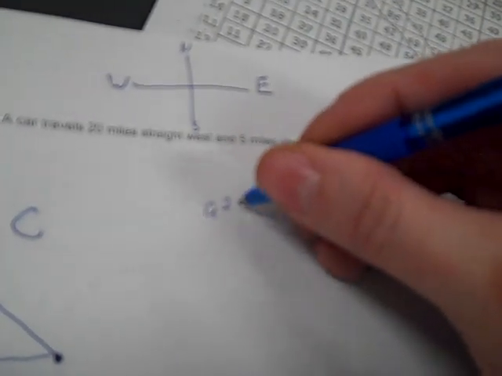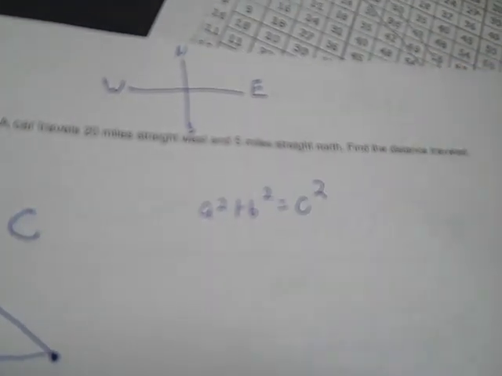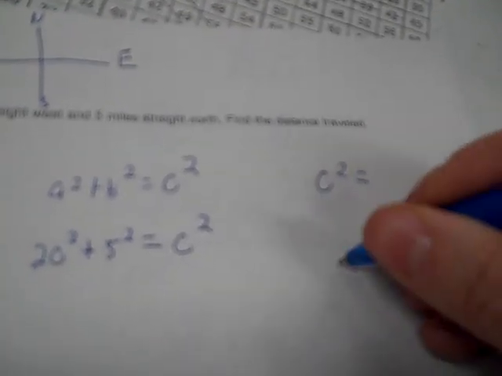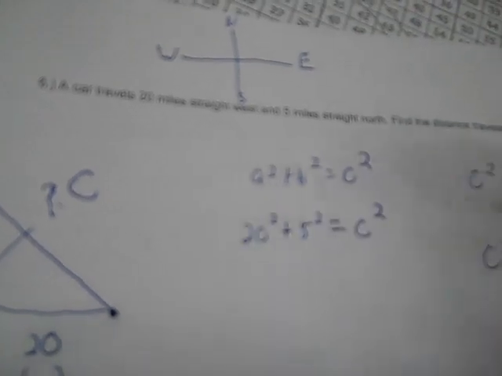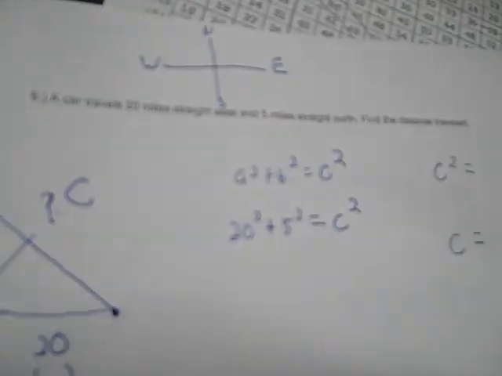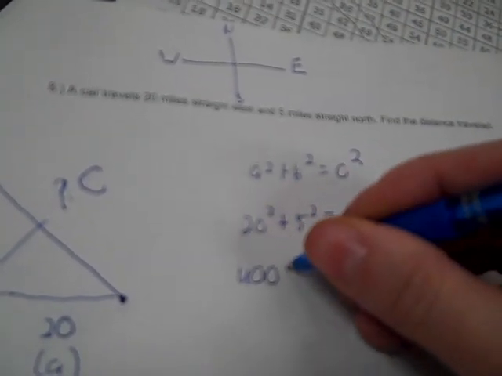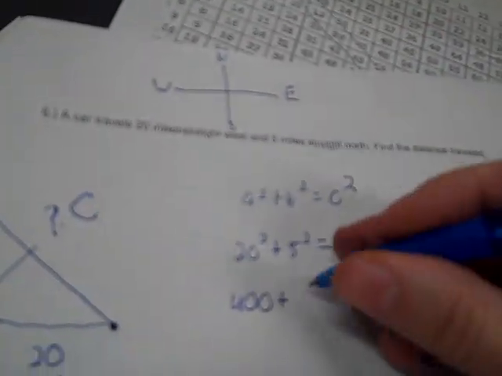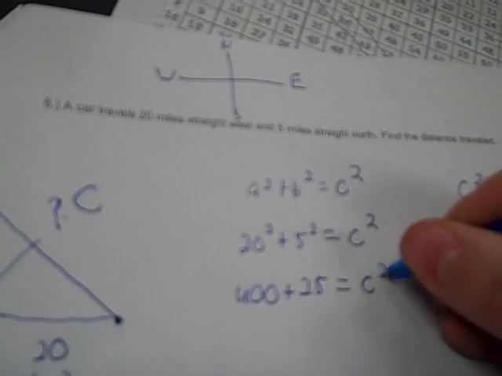Okay, so A squared plus B squared equals C squared. So my A is 20 to the second, and the B is 5 to the second, and C I don't know, so I keep that letter in there, and I will be getting C to the second. Okay, let's get rid of as many of the second powers as possible. So 20 to the second is 400, plus 5 to the second, 25, equals C to the second.